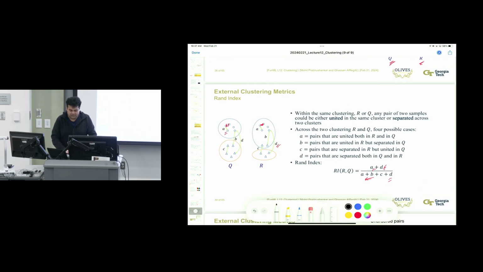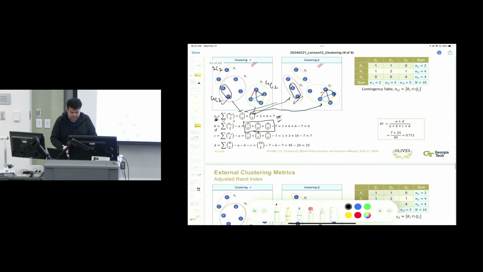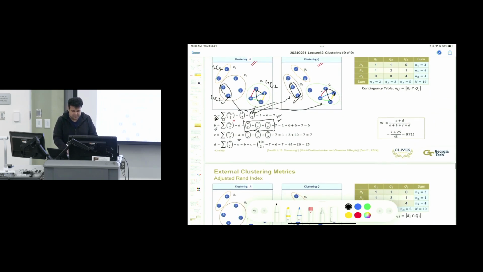You're looking for the ones that are united in R but separated in Q. So find everything that is united in R, and then subtract those that are united in both R and Q. Think of it as set theory. You're just subtracting those regions that are united in both R and Q. And once you do that, you get this particular formula: 2C2, 4C2, 4C2 minus 7. Same thing in the other case as well.